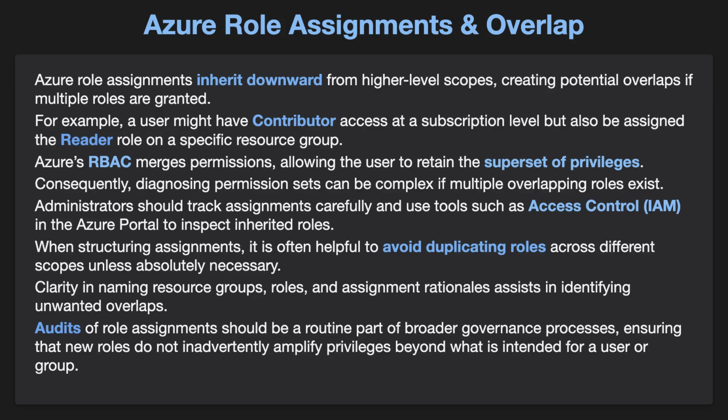Administrators should track assignments carefully and use tools such as Access Control, IAM, in the Azure portal to inspect inherited roles. When structuring assignments, it is often helpful to avoid duplicating roles across different scopes unless absolutely necessary. Clarity in naming resource groups, roles, and assignment rationales assists in identifying unwanted overlaps. Audits of role assignments should be a routine part of broader governance processes, ensuring that new roles do not inadvertently amplify privileges beyond what is intended for a user or group.